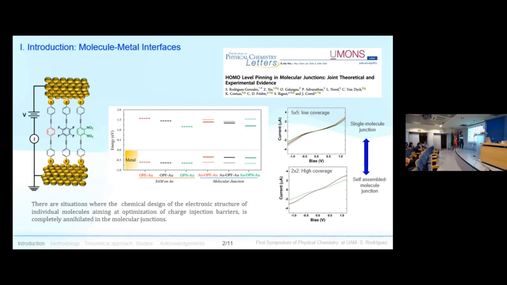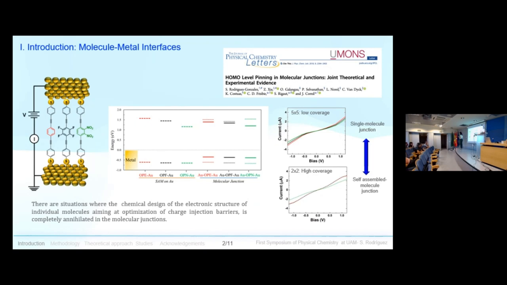So the dashed line corresponds to a high coverage molecule in the junction, and the continuous line when we have a big unit cell, approximating a single molecule junction. Okay, so in both cases, the same value of the HOMO level practically translates into the same transport property of the three systems.